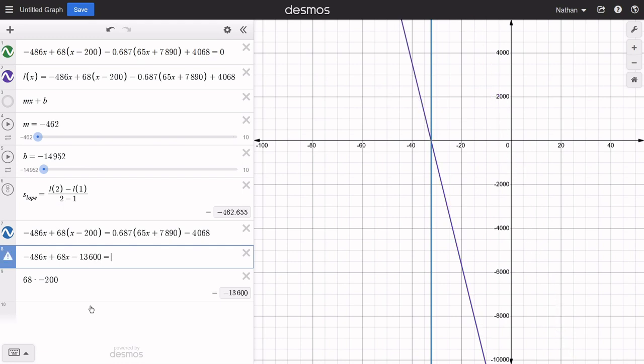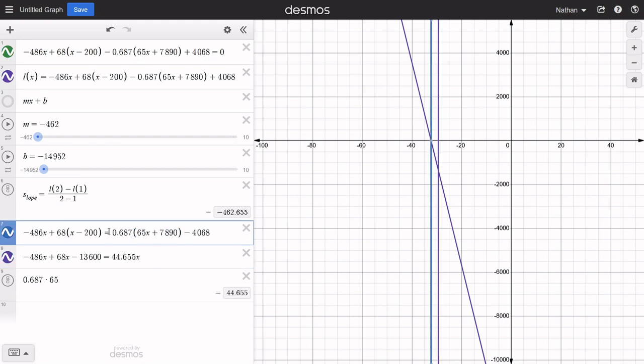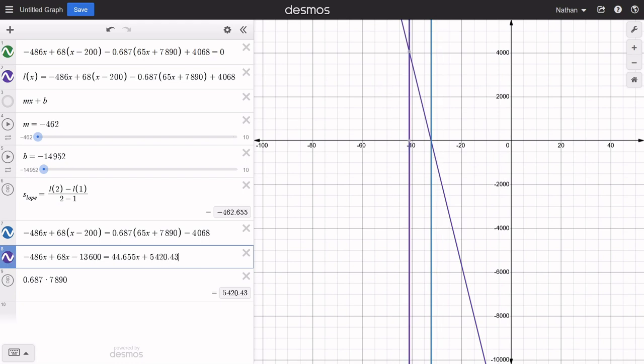Okay, now on the right-hand side, I need to do 0.687 times 65. Again, I can just use the calculator here. 687 times 65 is 44.655x, since there's an x in this part here. And now I need to do negative 0.687 times 7890. So I just need 7890. Okay, that's going to be plus 5420.43. And then the minus 4068 is still tacked on there on the end.